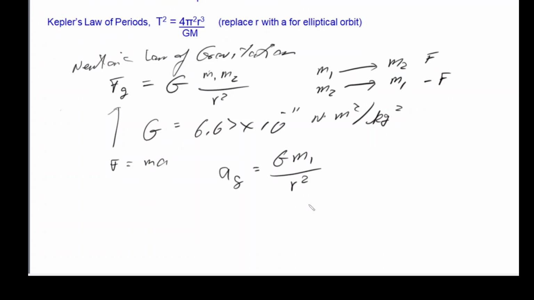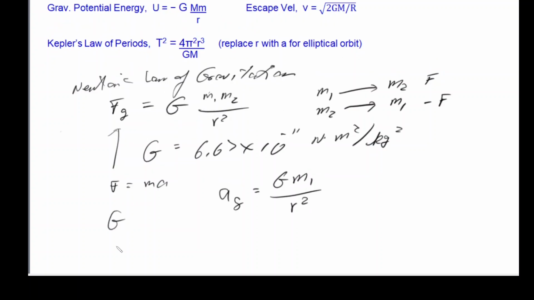Now we have big G and little g. Big G is the gravitational constant, and it is universal and constant everywhere. Little g is the acceleration due to gravity, and that varies based on position and what planet you're on, and it's related to the weight of an object.